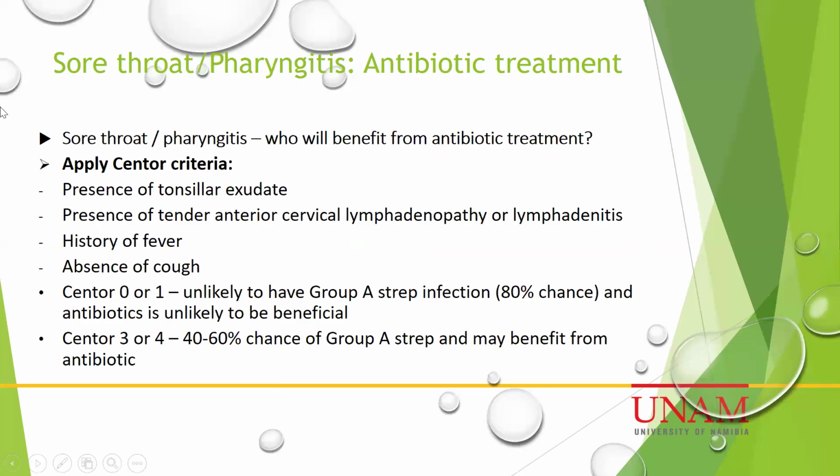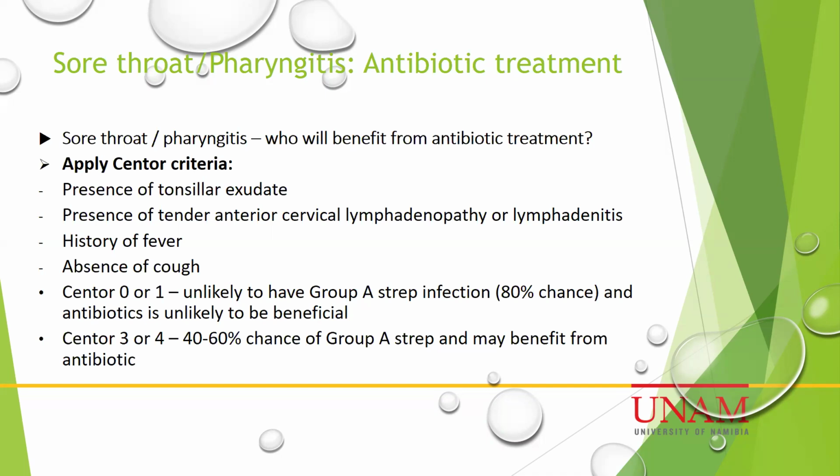Okay, so like I mentioned, apart from diagnosis, it also helps you to decide who will benefit from antibiotic treatment for patients who are suspected to have streptococcus pharyngitis. So you want to apply the Centor criteria, the FATI I mentioned before. Is there evidence of fever? Yes, fever, all right. Is there absence of cough? Then you have presence of tonsillar exudate, and you have the anterior cervical lymphadenopathy.